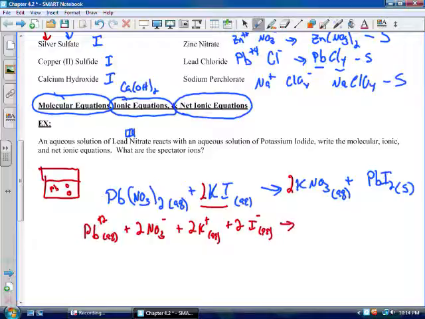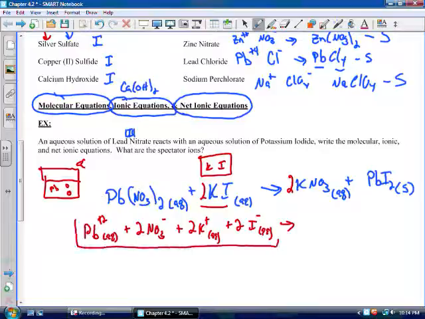So before the reaction, I have 2 containers. The first container has Pb and NO3 floating around in it. And the second container has K and I floating around in there. The ions are dissolved or dissociated in water. They're free to mix. I dump them into a container, and this is now my container.